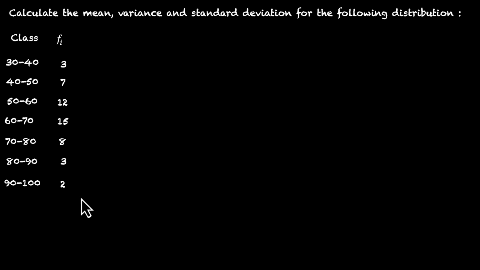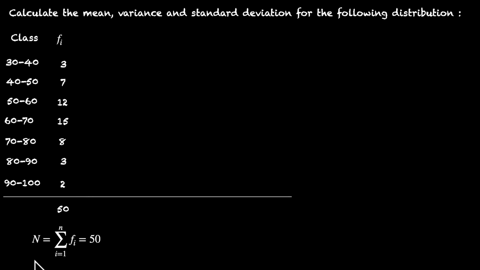Let's first figure out the total number of observations. Let's add these up. 3 plus 7 is 10, 20, 30, 37. 37 plus 3 is 40, 40 plus 8 is 48, and 2, 50. So total number of observations are 50, which means n, that's sigma fi, that's equal to 50. Now let's find the mean.